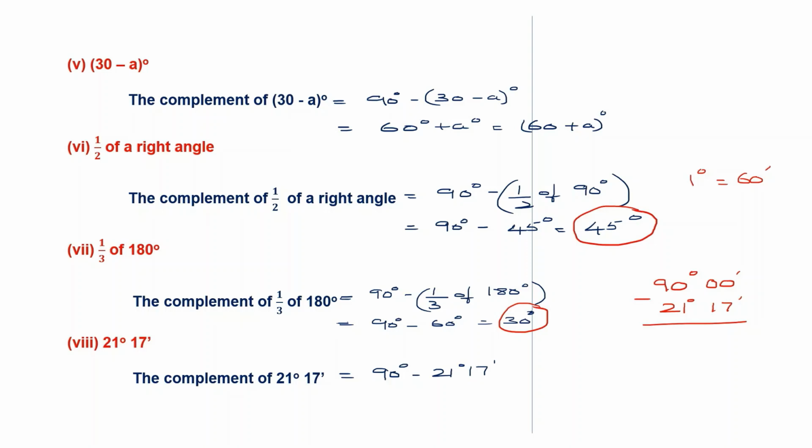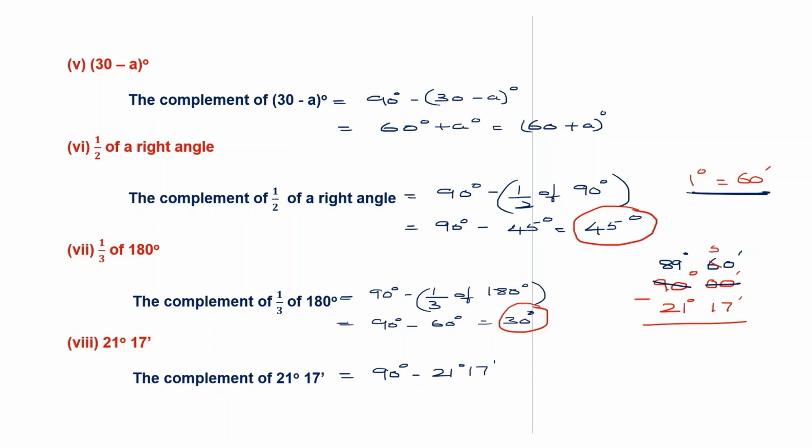That means if I'm going to take away 1 from here, this will become 89, isn't it? 90 degrees, I'm removing 1, this is going to become 89 degrees. And since I'm taking away 1 degree, 1 is equal to 60 minutes. So this is going to become 60 minutes. So this is a subtraction I need to do: 60 minus 17 and 89 minus 21.